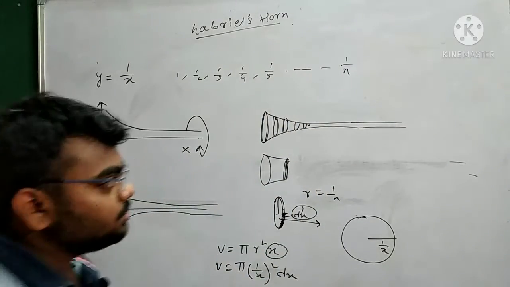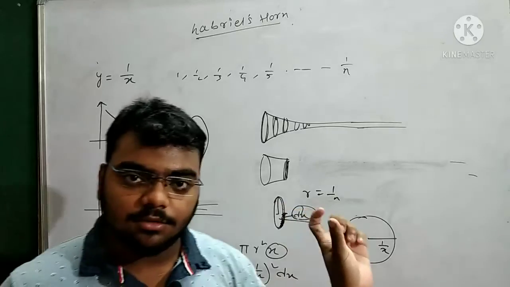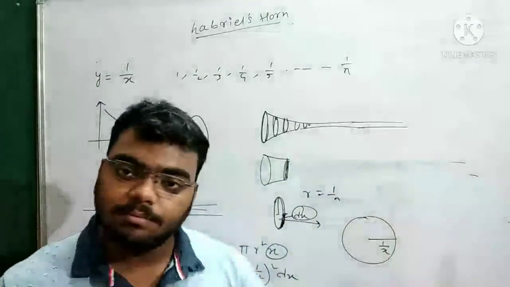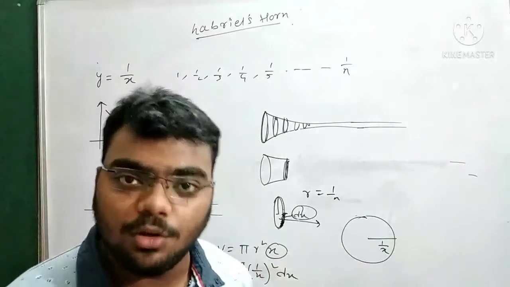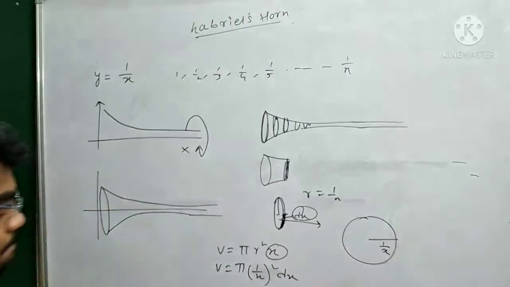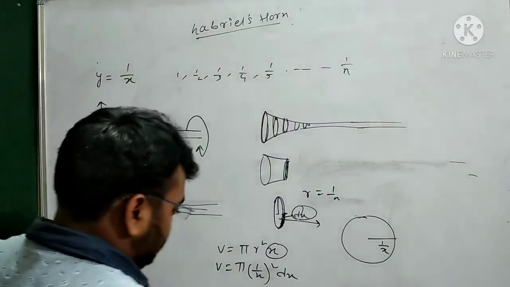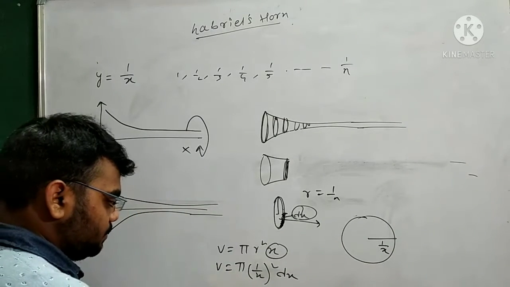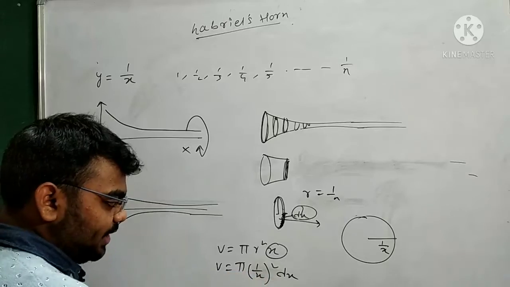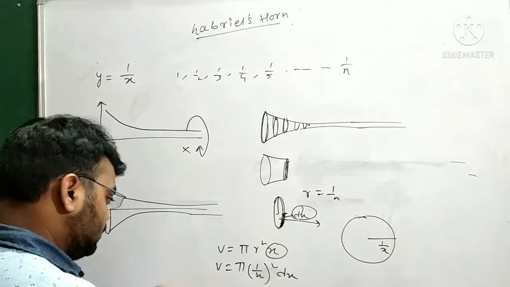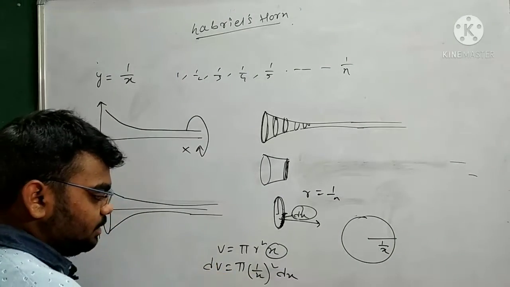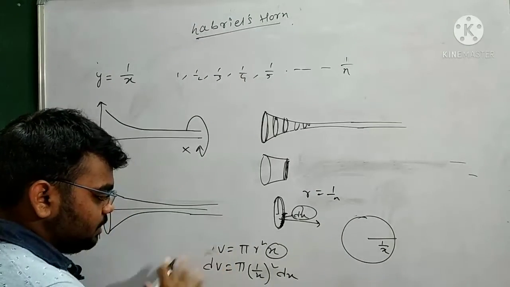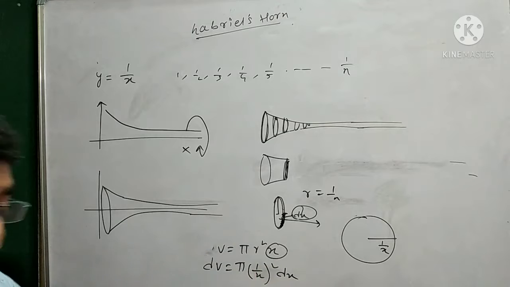So I would like to find one small cylinder, and after that I would like to integrate through the figure to find the volume. So if you integrate here, you get the volume. dV equals pi 1 upon x square dx.